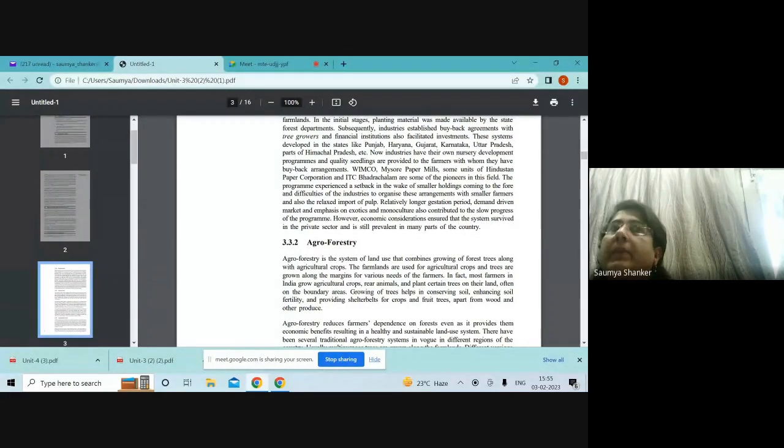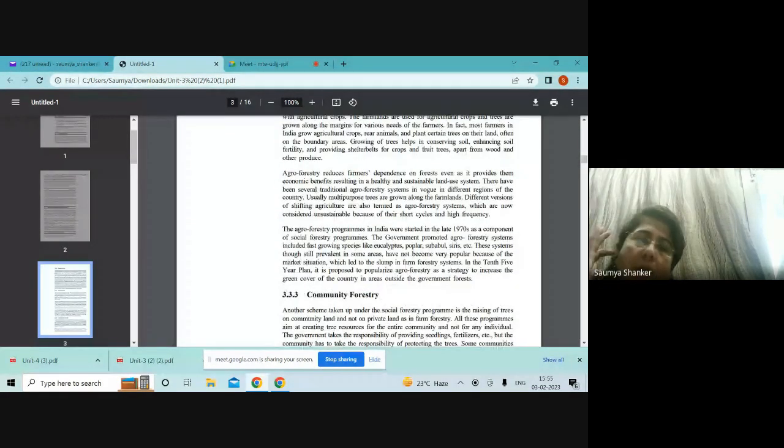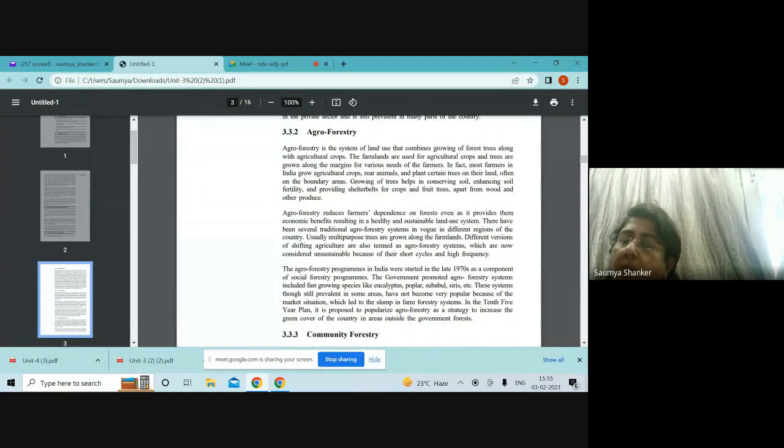So the demands and the needs of the villagers were met through these trees instead of moving into and pressurizing the forest areas for their fuel and other requirements. So this is agroforestry, where farmers were encouraged to grow trees and agricultural crops together in their farmland.